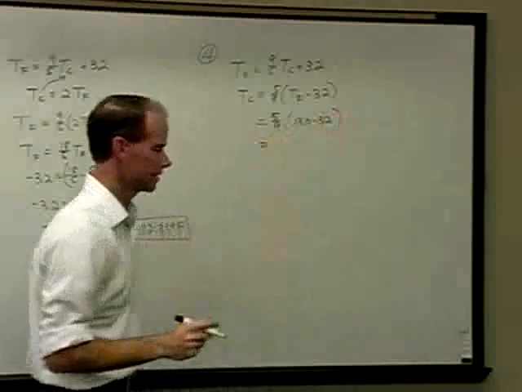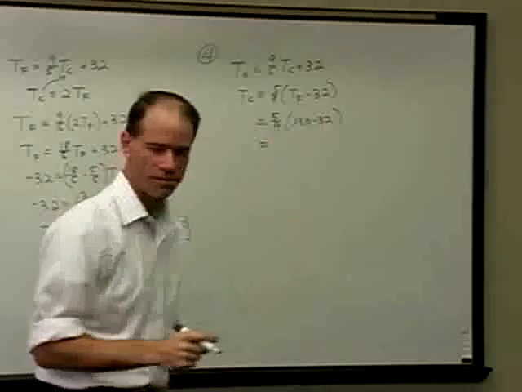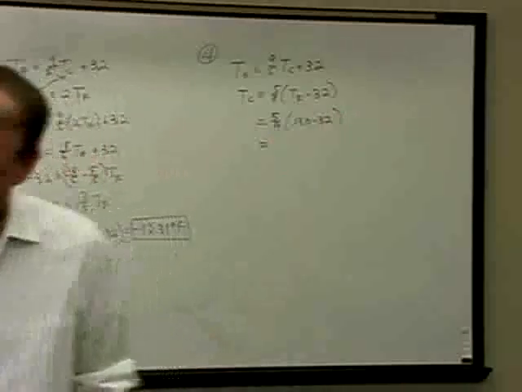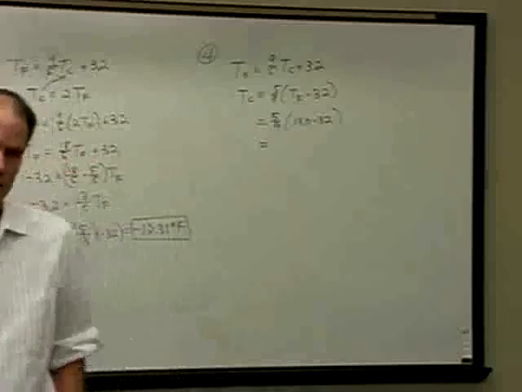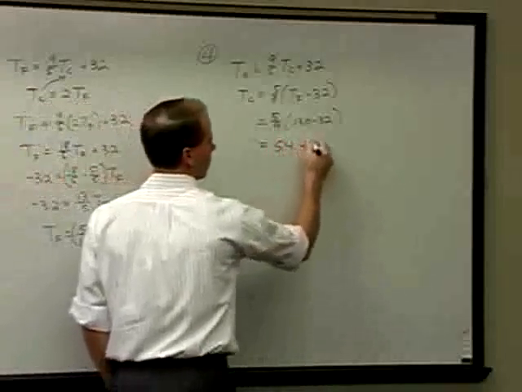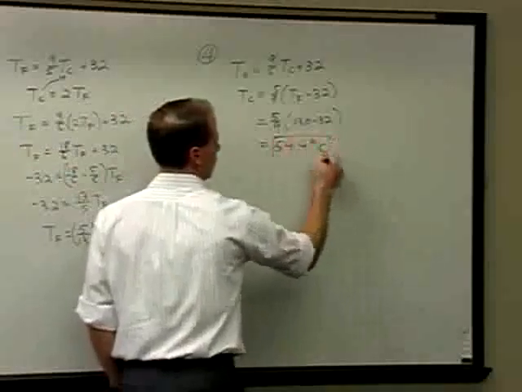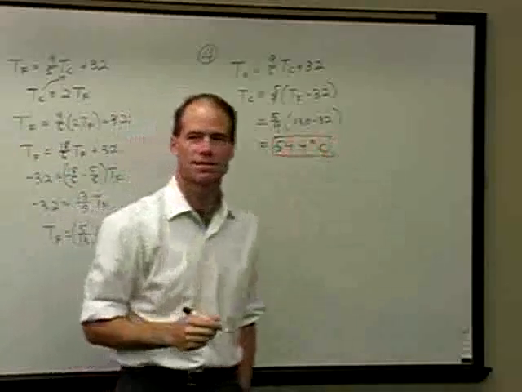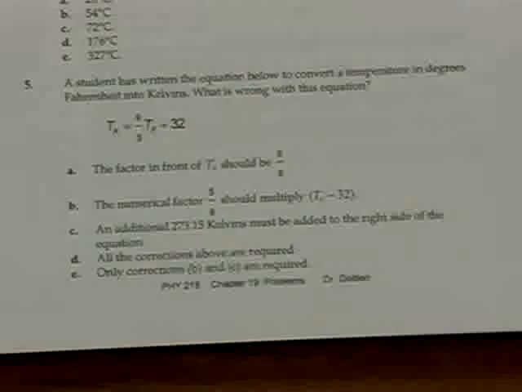So we'll have 5/9 times 130 minus 32, or 5/9 times 98. And that gives us 54.4 degrees Celsius.